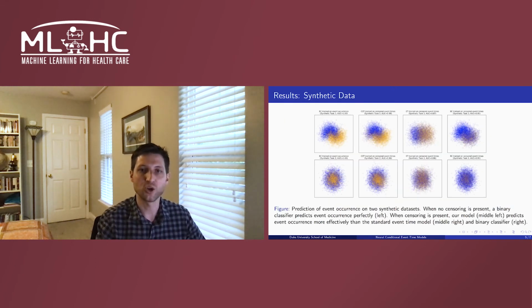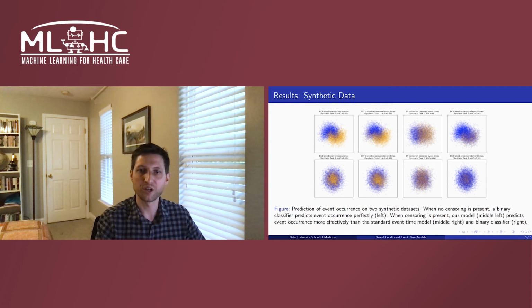Our synthetic results show us that all this actually works. First, we give a binary classifier perfect information about event occurrence. There's no censoring, nothing hidden from view, and as expected, it makes near perfect predictions. But once we introduce censoring, the binary classifier starts predicting whether events will be observed rather than whether they'll take place. The standard event time model also performs poorly, but for a different reason.